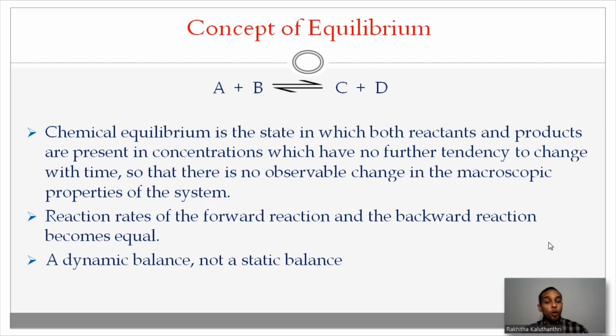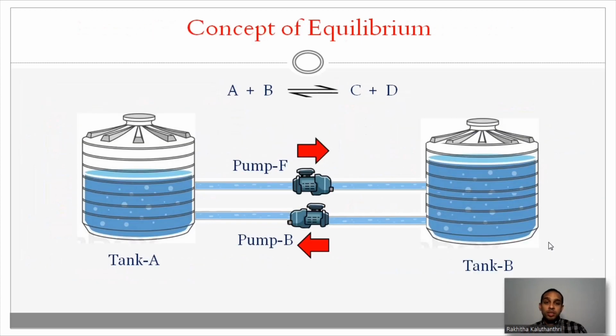The reaction rates of the forward reaction and the backward reaction become equal. That's what we were talking about all this time. And you have to understand that this is not a static balance. This is a dynamic balance. Let's say you fill the two tanks, and you just don't have any pumps, just picture this without any pumps or any tubes connecting the two. Tank A is on its own and tank B is on its own, and they just maintain their water levels without any pumps involved.